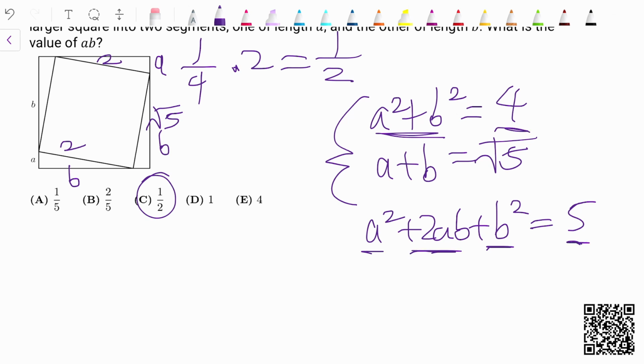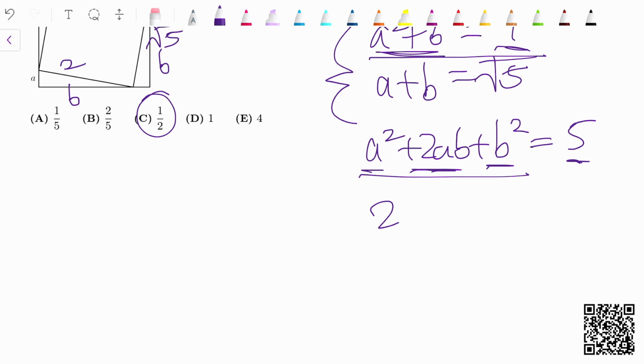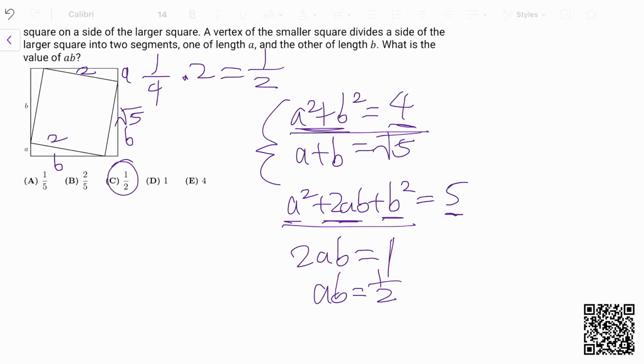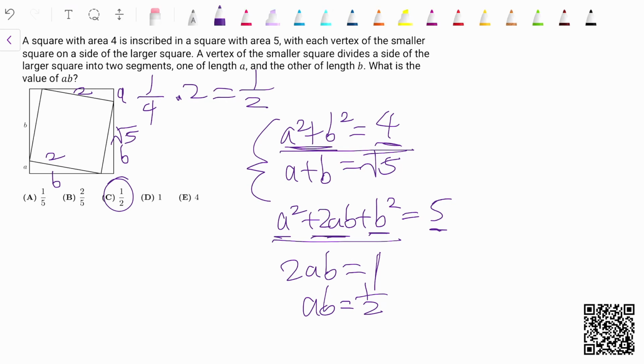So this means that if we use this equation to subtract this equation, we'll get something that looks like this. 2AB is equivalent to 5 minus 4, which is 1. AB is then equivalent to 1/2. And since this gets us the same solution as above, you can choose which one you like more. Maybe you like solution 1 more, maybe you like solution 2 more. Whichever one works better for you on the test, really. It just comes down to that.